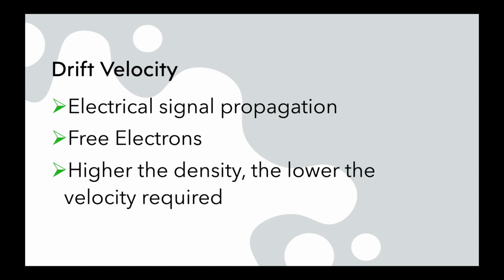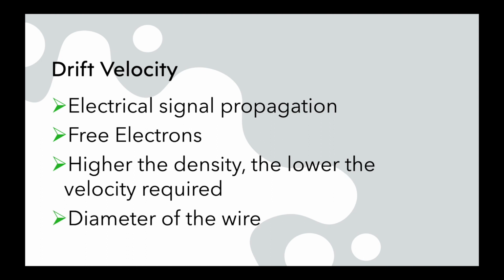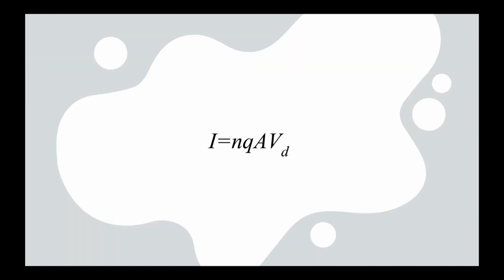When they enter a wire, the same energy is forced to leave immediately following. If there are more free electrons present, a lower velocity would be required for the movement of the current. Also, the diameter of the metal wire itself can increase or decrease this propagation. This all can be calculated mathematically with the following equation. Let's take a look at an example using this equation to calculate drift velocity.